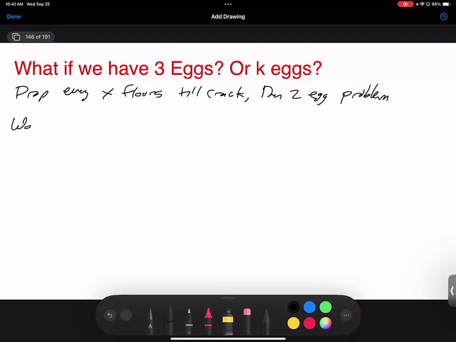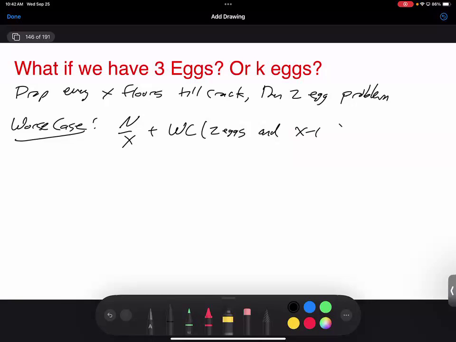So what's the worst case if we drop every x? How many drops do we have before the first egg cracks? N over x. And now we have the worst case of 2 eggs and how many floors? Not x floors. Close. x minus 1 floors. And again, this is where I don't really want to worry about x versus x minus 1, but technically, this is what we now have.